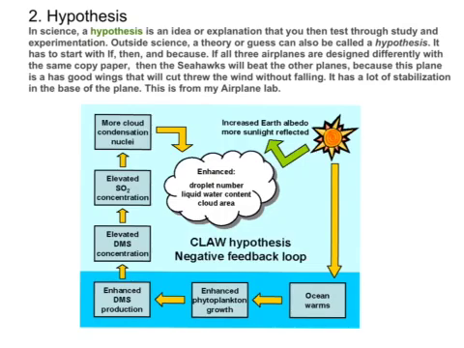If all three airplanes are designed differently with the same copy paper, then the Seahawks will beat the other planes because the plane has good wings that will cut through the wind without falling. It has a lot of stabilization in the base of the plane. This is from my airplane lab. And over here, you can see my picture for my hypothesis.